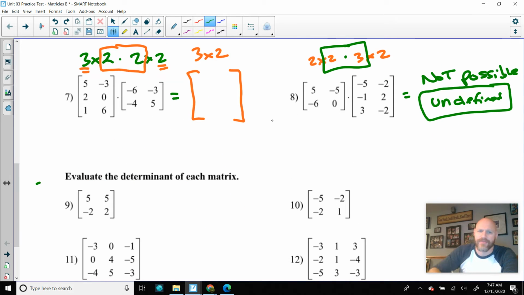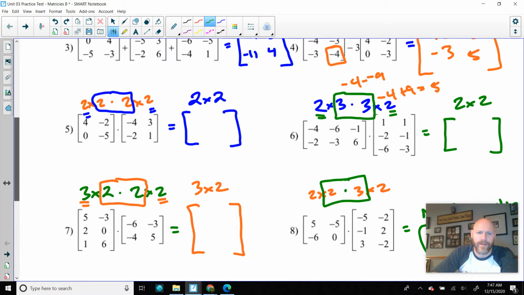All right, we'll do determinants here in just a second, but now that we've arranged these multiplying matrix problems to see which one we're allowed to do and which one we're not, number 8 is undefined. We won't be doing that one. Let's go ahead and do 5, 6, and 7.